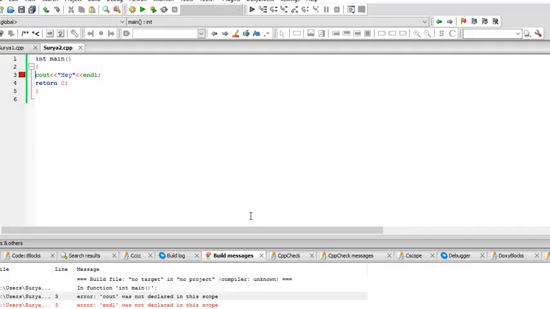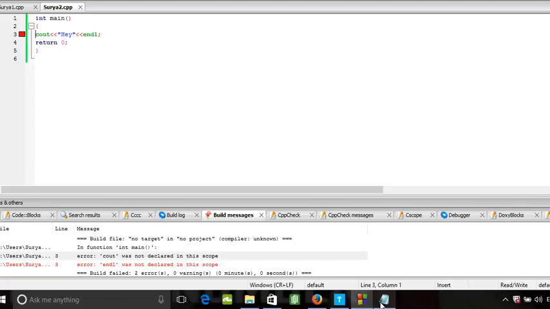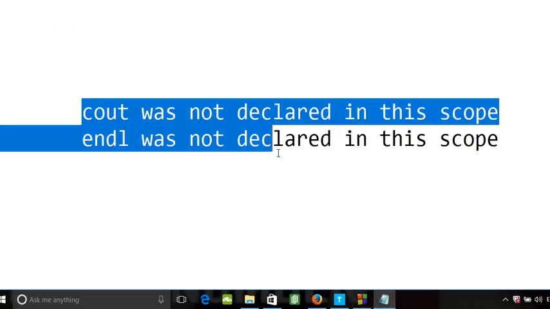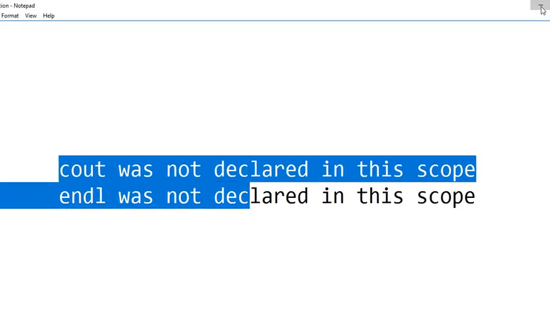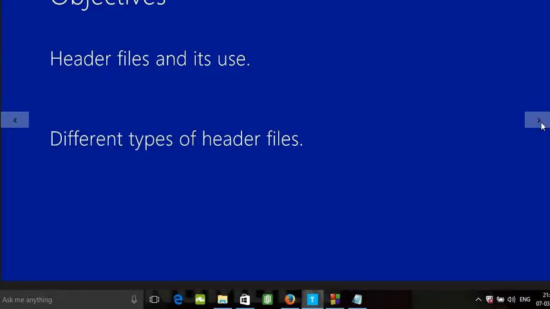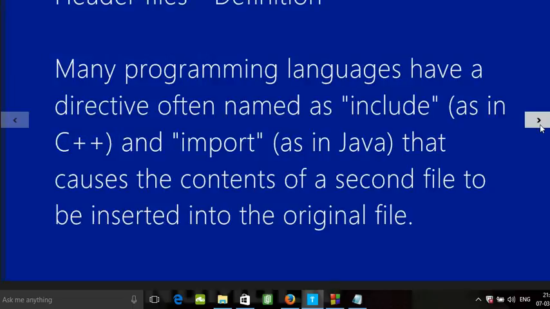What is the reason behind this? For this, we have to see what the error over here is. And the error, I have typed it out for you, is that cout was not declared in the scope and endl was not declared in the scope. So this brings us to our objective. What are header files? What are their uses? And different types of header files.